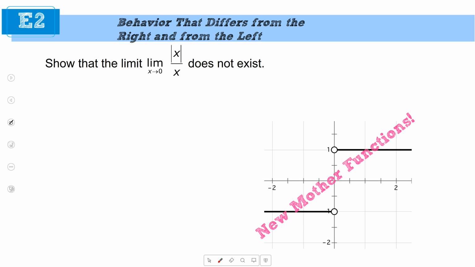Can't have a value at 0. Any other number you plug into x is going to give you the same thing over and over again. If you plug in a positive value, you get a positive over positive, which makes it positive 1. If you plug in a negative value, you get a positive over a negative, which makes it negative 1.